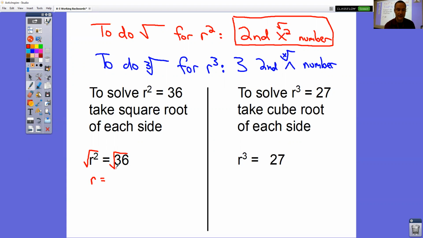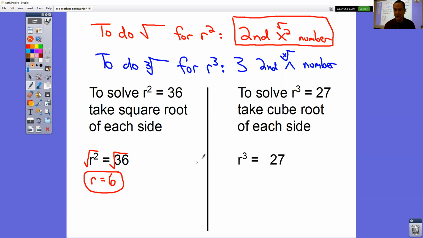And then you hit second x squared button, which is really the square root, 36, hit equals, and that is 6. The square root is really what number times the same number gives you this 36. So 6 times 6 is 36.